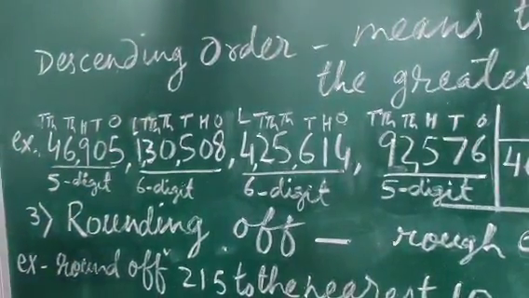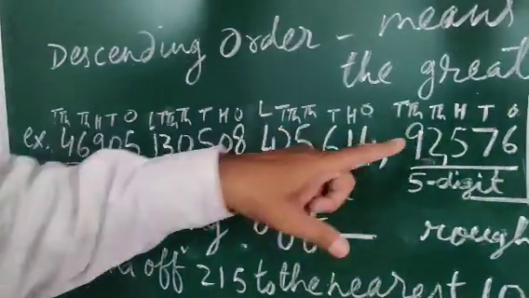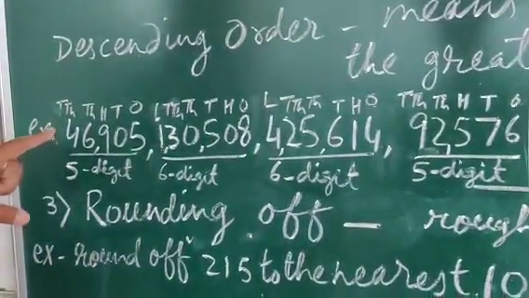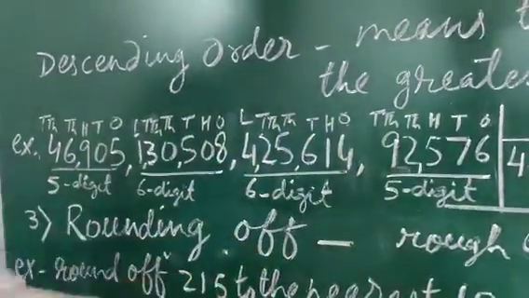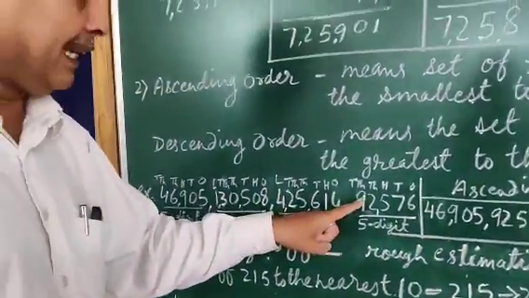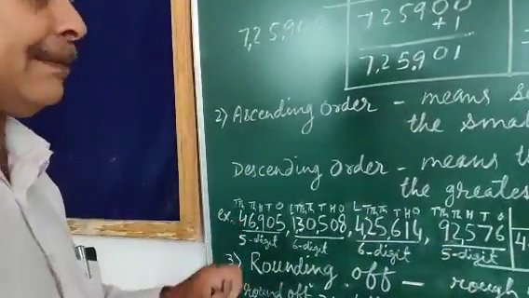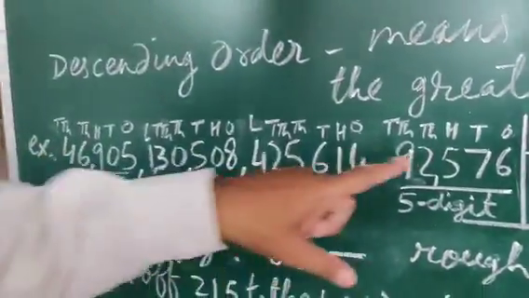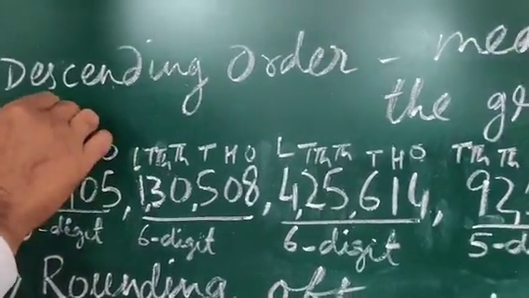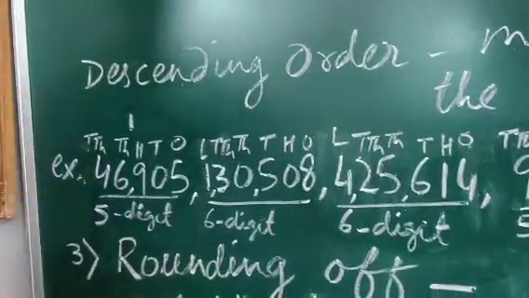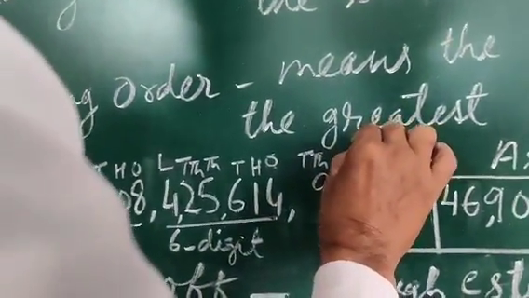Now we will apply the second rule. We will compare digit in the 10,000 place in both the numbers. In the first number, in 10,000 place we have 4, and here in 10,000 place we have 9. Obviously 9 is bigger than 4, therefore this number is bigger than this number, or we can say this number is smaller than this number. So this is the smallest number among these 4 numbers, and this is the second smallest number.